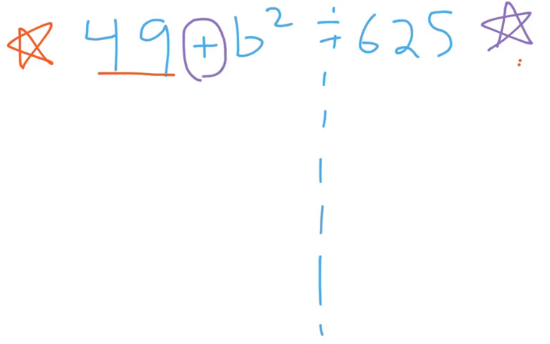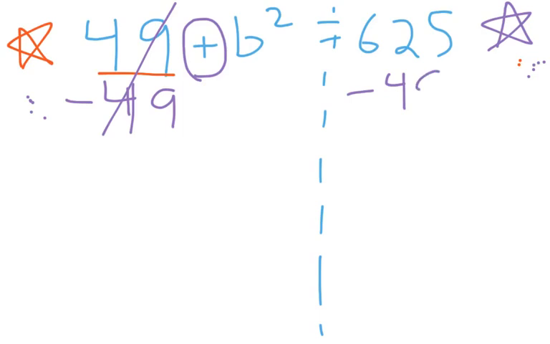So see how I'm adding here? So if I'm adding 49, I'm going to do the opposite of adding 49. So what's the opposite of adding? Right, subtracting. So I'm going to subtract 49 to make this go away. And in algebra, what you do on this side, you have to do on this side too. So I'm going to subtract 49 from 625. And so when I take 625 and I subtract 49, I get 576.